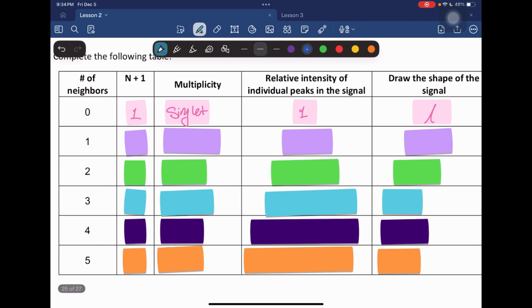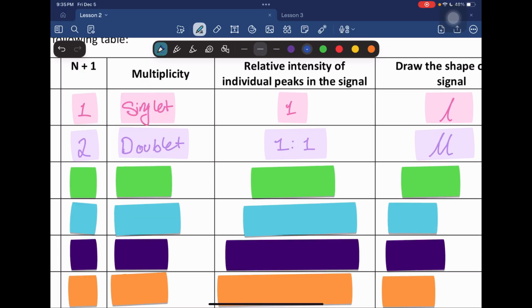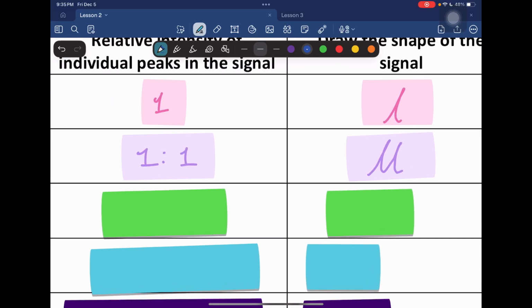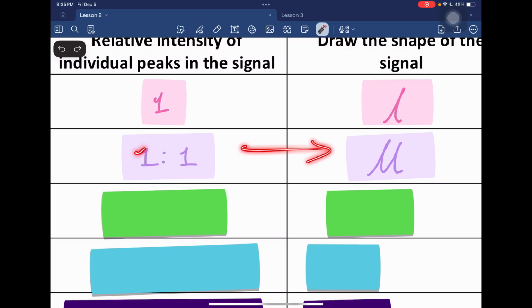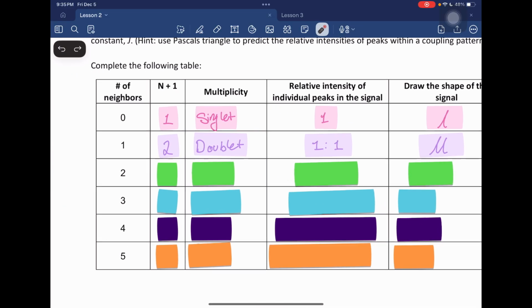Now, the number of neighbors is going to be 1. n+1 is 2. There's going to be a doublet, and you're going to get 1 to 1, and that's going to be equal. This 1 to 1 ratio tells you that the heights will be the same.